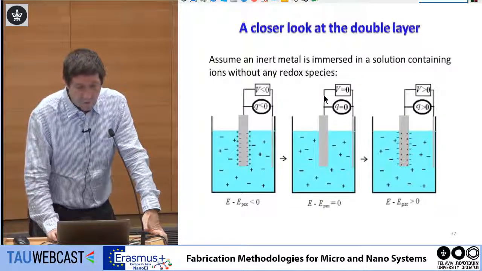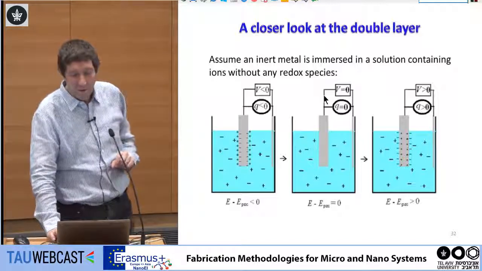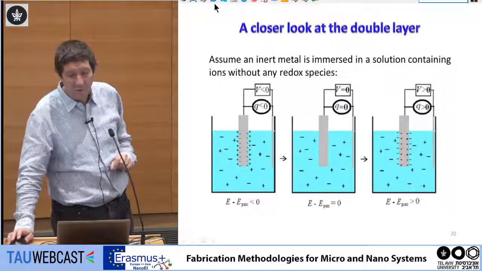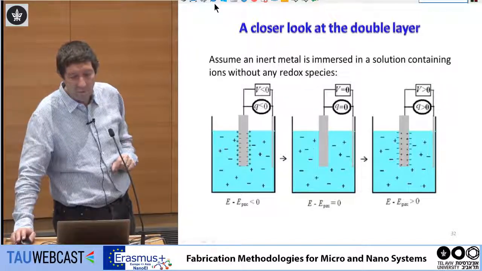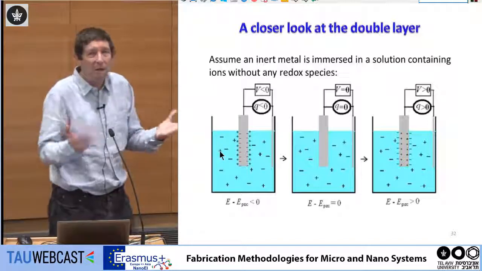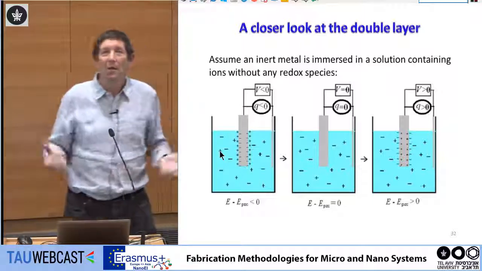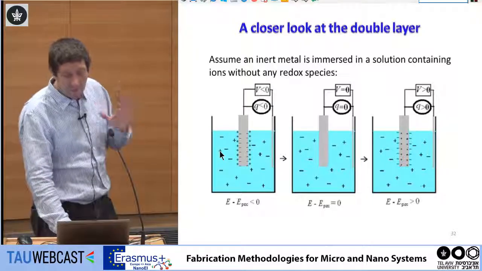Okay, let's look again at this double layer thing. Assume an inert metal is immersed in a solution containing ions without any redox species. I don't have any redox species, so I don't transfer electrons. Just take normal water, then you have protons and OH minus. I don't transfer electrons, just charge.